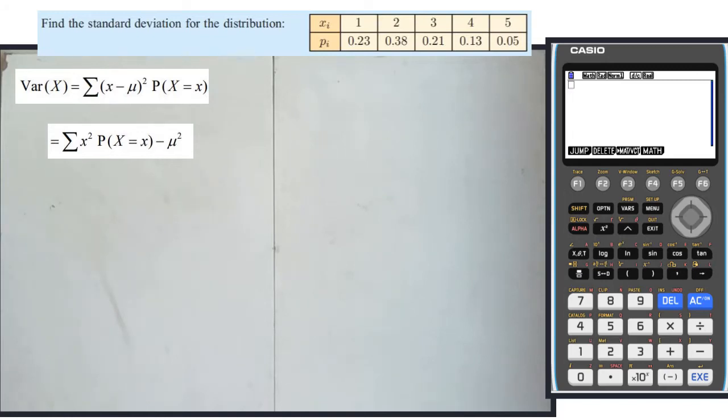Find the standard deviation for the distribution. So we are given lots of xi's, going from 1 to 5, and then we've got pi's, which are the associated probabilities. So this is a discrete random variable, a capital X, that can take the values 1, 2, 3, 4 or 5, and each of those values has a corresponding probability and they are not equal. So for instance, the probability of x taking the value 5 is 0.05 or 5%, and so on and so on.